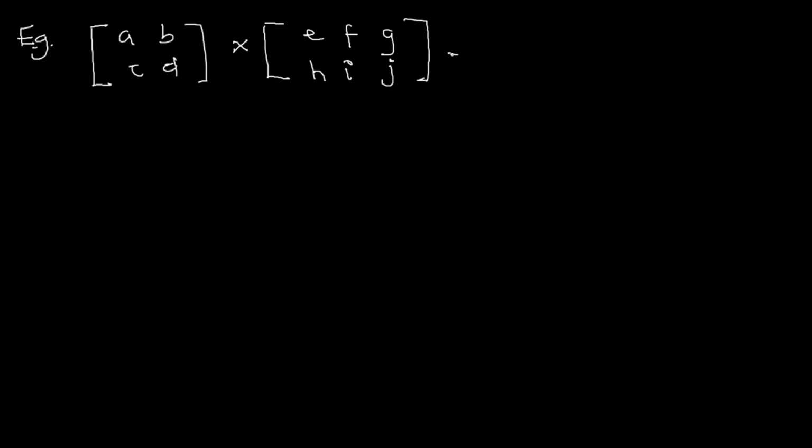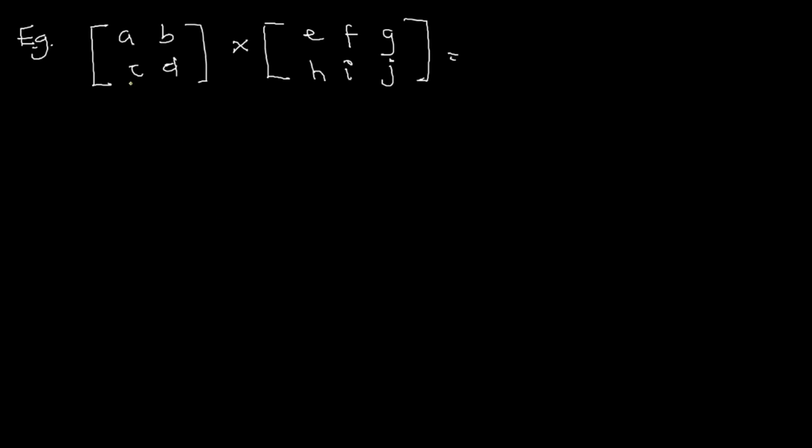Assuming we have a matrix of the form A, B, C, and D, and we are to multiply this matrix by another matrix, E, F, G, H, I, and J. Before we multiply these two matrices, we need to check whether they are compatible, whether we can multiply them or not.